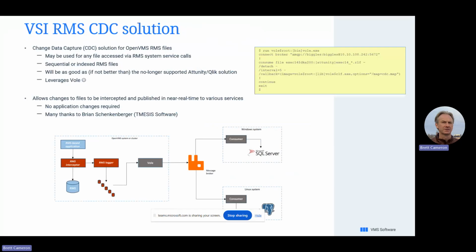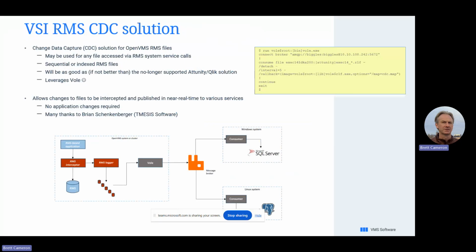You can't avoid that happening, right? It's going to happen even if you don't want it to happen. It's going to intercept those changes, and it writes those changes to something called an RLF file. Now, that's just a sequential file. Oh, what do we have that can read sequential files? Vol. How do we get it to deal with RLF files? No problem. We just write a vol extension that knows what to do with an RLF file, right? So we're just using vol out of the box.